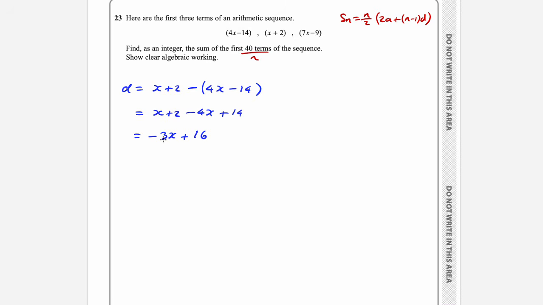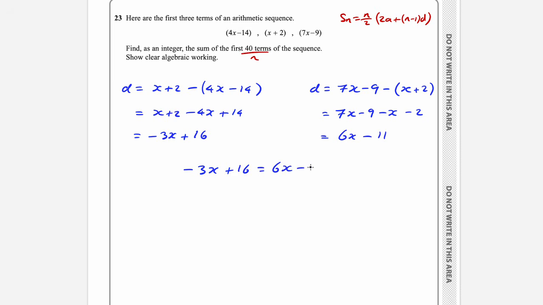Now I still don't have d, but because I've got three terms, I can also say this minus this is the common difference. So d equals 7x minus 9 minus brackets x plus 2. So this is 7x minus 9 minus x minus 2. 7x minus x is 6x, and minus 2 minus 9 is minus 11. Okay, so these are both the common difference. So what can I do? I can equate them because they're the same thing. So minus 3x plus 16 equals 6x minus 11.